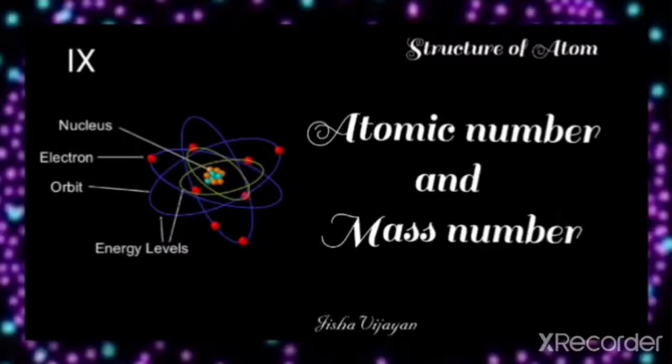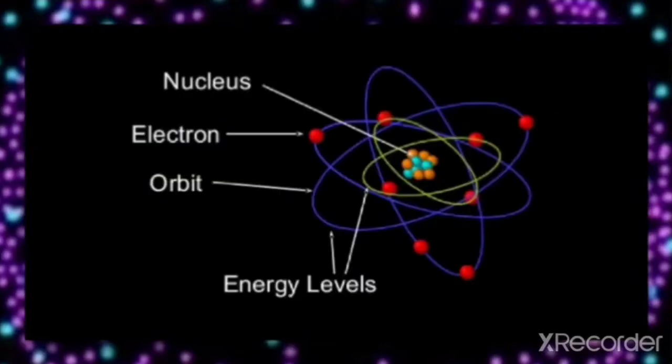Hello students, let us discuss atomic number and mass number in the chapter Structure of Atom. As we have already learned the structure of atom, the subatomic particles are electron, proton and neutron, where the electrons are revolving around the nucleus in a definite path that is called an orbit, and the other two subatomic particles, protons and neutrons, are present in the nucleus.